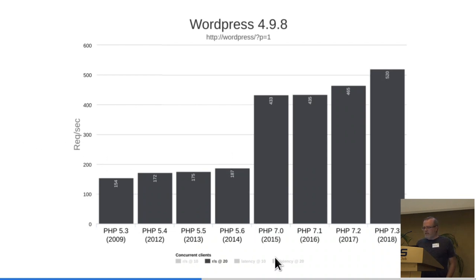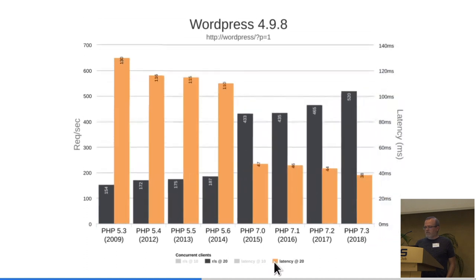And latency has dropped as well. Not a lot, but here PHP 7.0 had 47 milliseconds latency on WordPress 4.9.8, down to 38 milliseconds. That extra 9 or 10 milliseconds is nice. It gives you a bit more headroom for other crazy things you might want to add to your site without blowing your SLAs, if you have latency SLAs. I do at Etsy. You should too, actually.